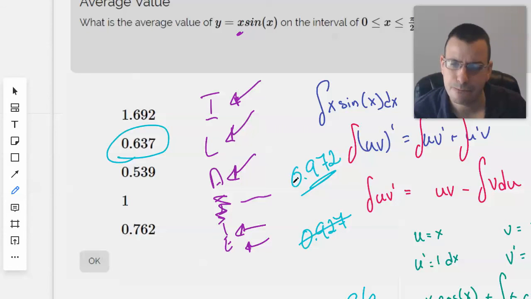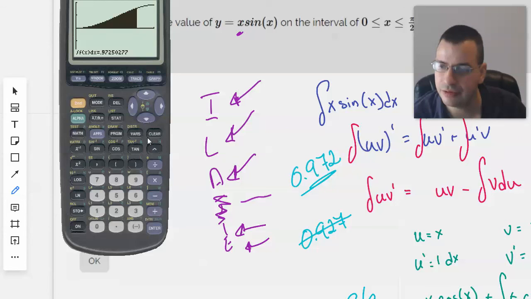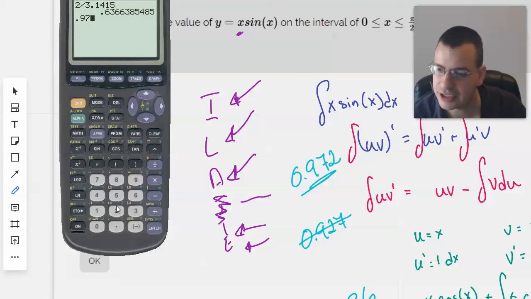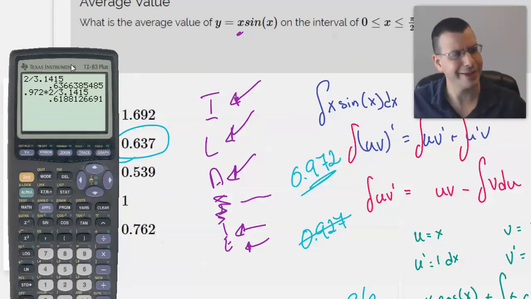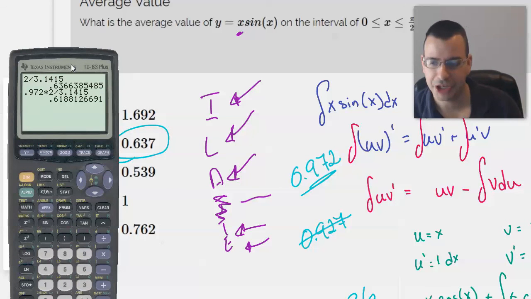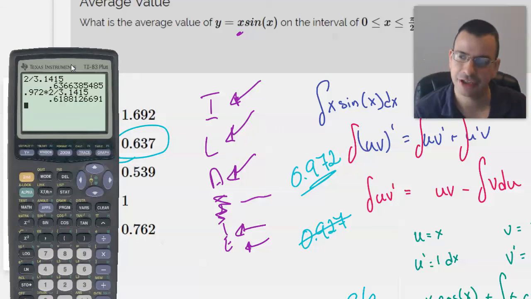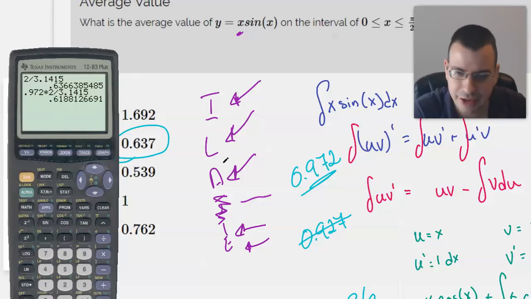Hmm. 0.972 divided by pi over 2. So we have 0.972 times 2 divided by 3.1415. That's close. 0.618? Yeah, good for us. I should have been more accurate with the whole pi and such. Pi over 2. But, so we got 0.618.